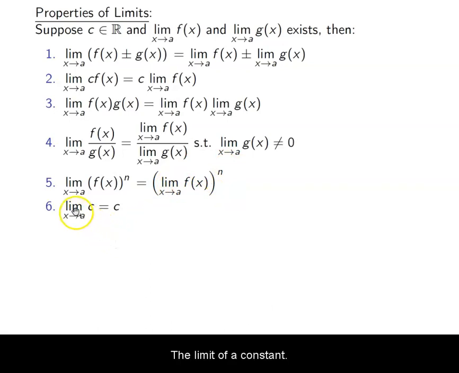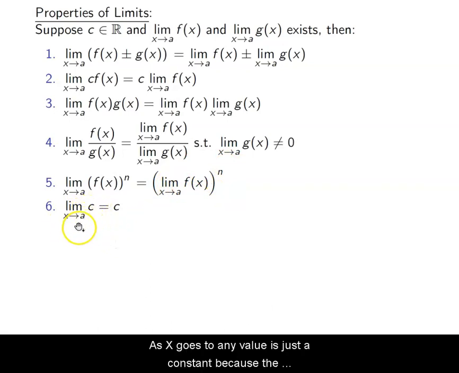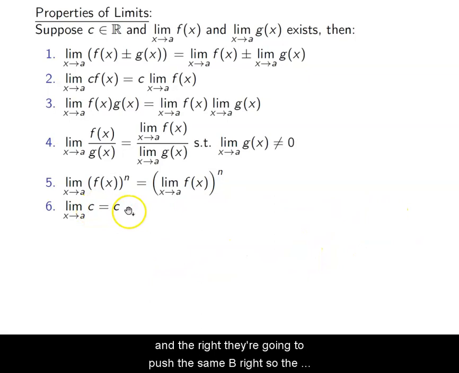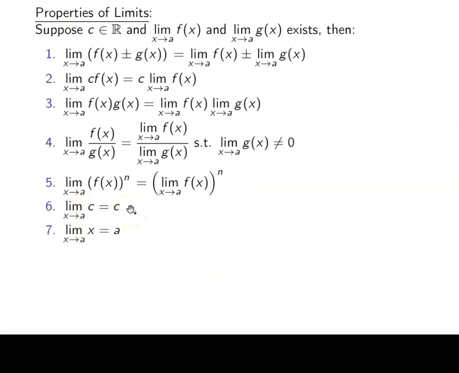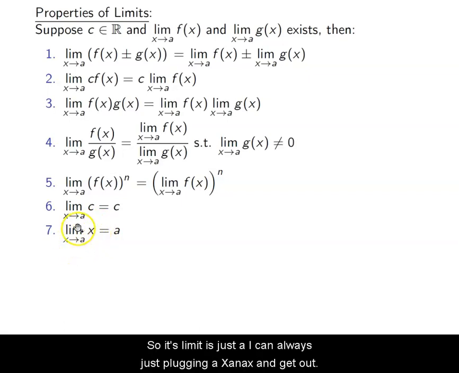Okay. The limit of a constant as x goes to any value is just the constant, because a constant is always a number. So as you go from the left and the right, they're going to approach the same value, right? So the limit of a constant function is just that constant value. x is a continuous function. It's kind of a polynomial. It's a first degree polynomial. So its limit is just a. I can always just plug in a to x and get out a.